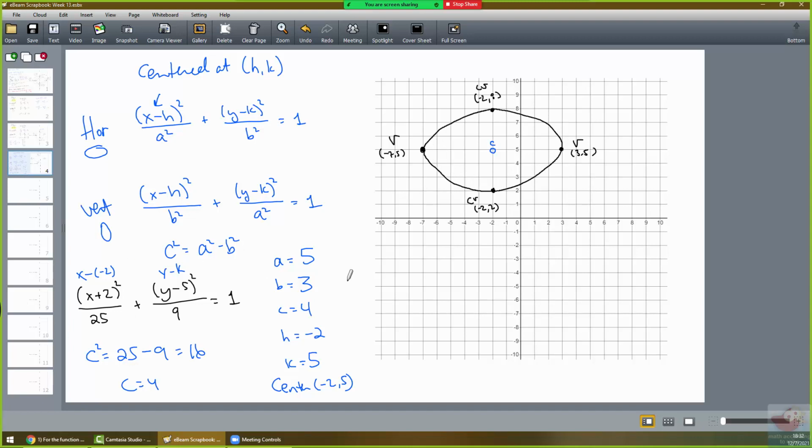And then to top off the sundae, from the center we'll go left and right 4 to find the foci. So we have one focus right 4 units, at (2, 5), and the other left 4 units, at (-6, 5).